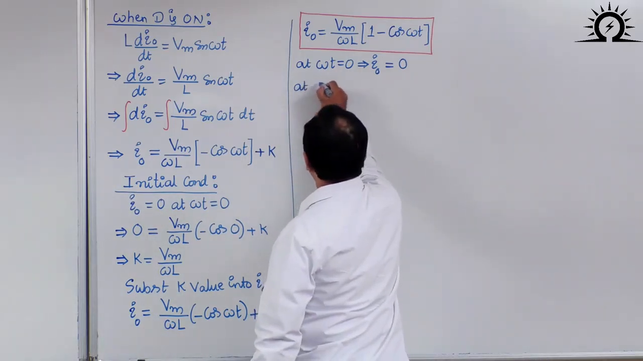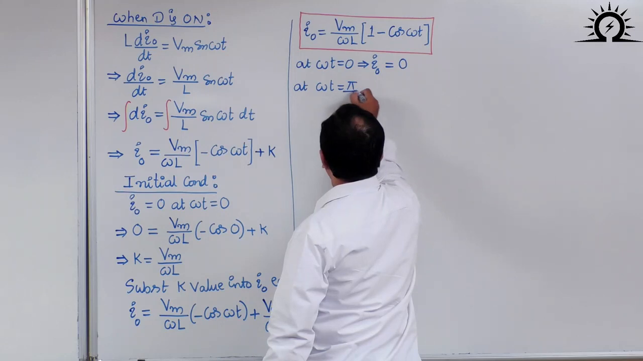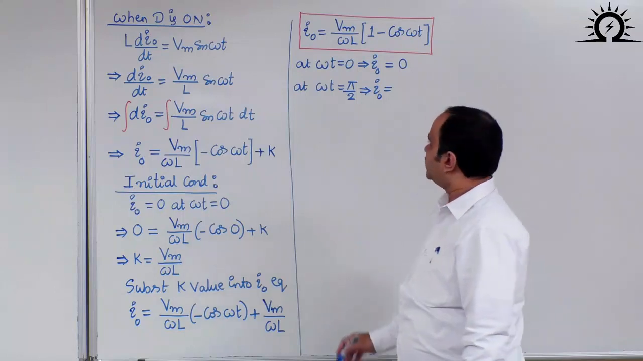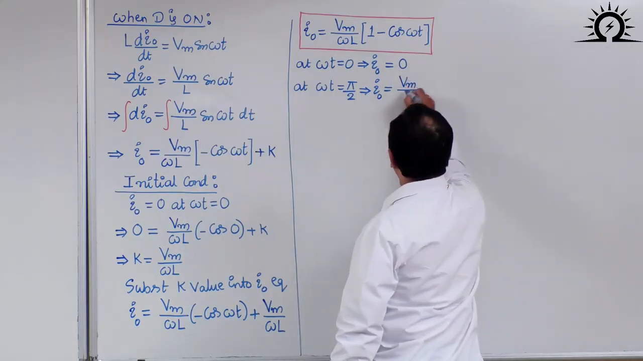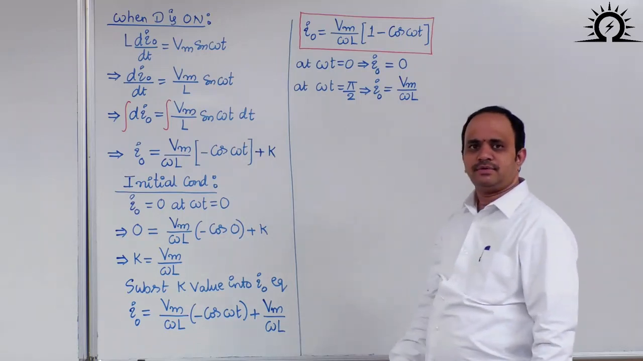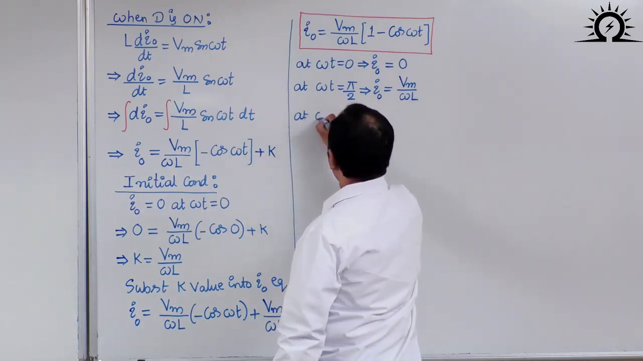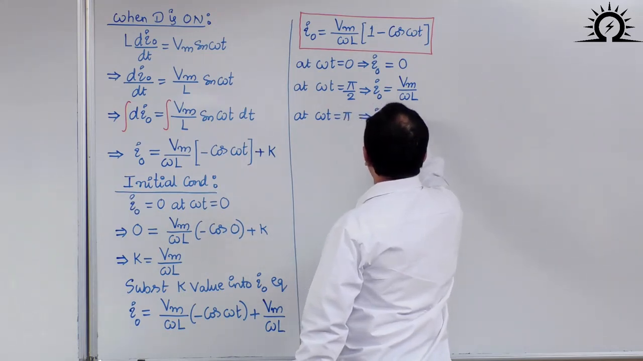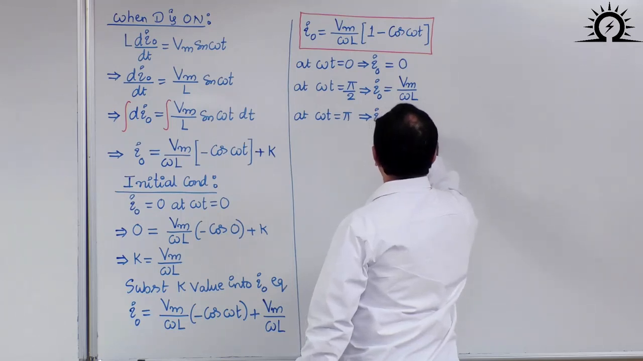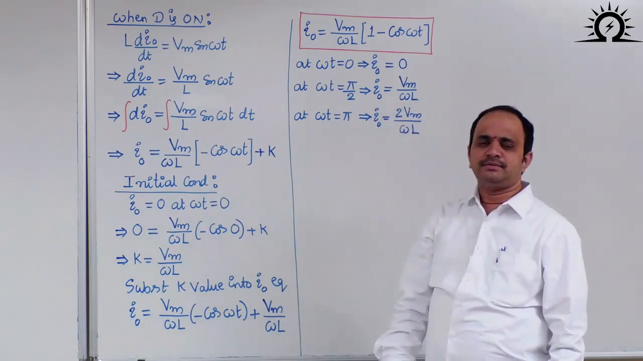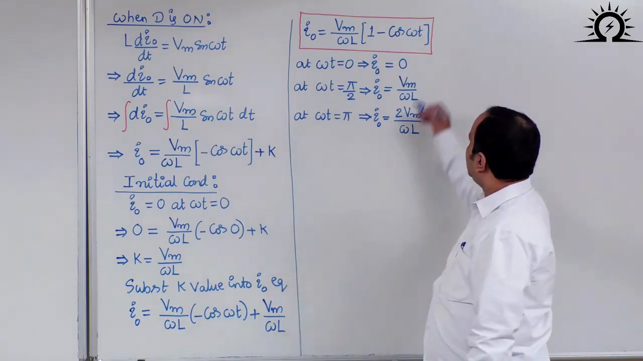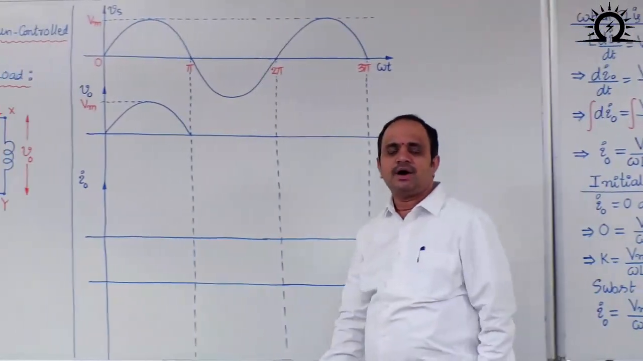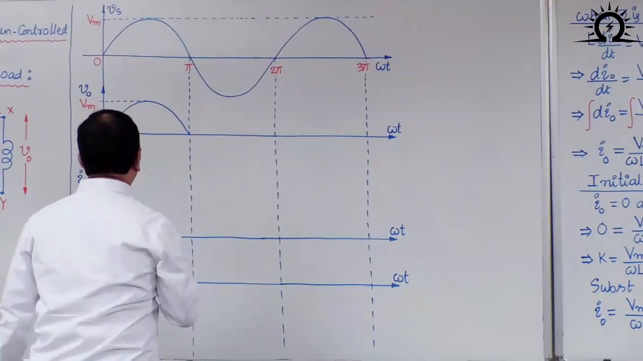Suppose we take omega t is equal to pi by 2, then cos pi by 2 is 0, and I naught value you will get Vm by omega L. Okay, next. At omega t is equal to pi, we will get I naught value is equal to 2 Vm by omega L. Therefore, let us take all of these values in the waveform so that we will get the output current waveform. How is it? Let us see.